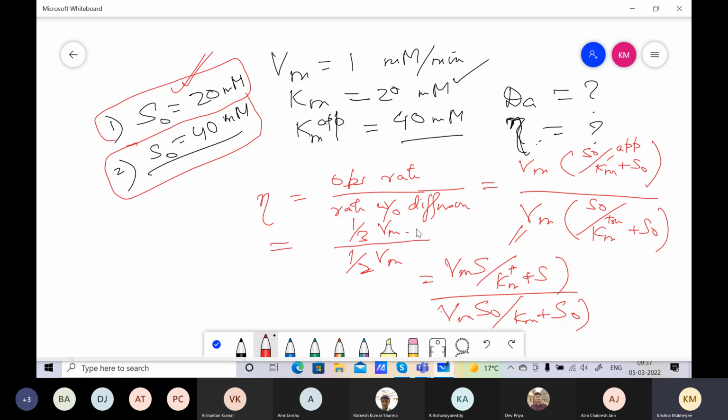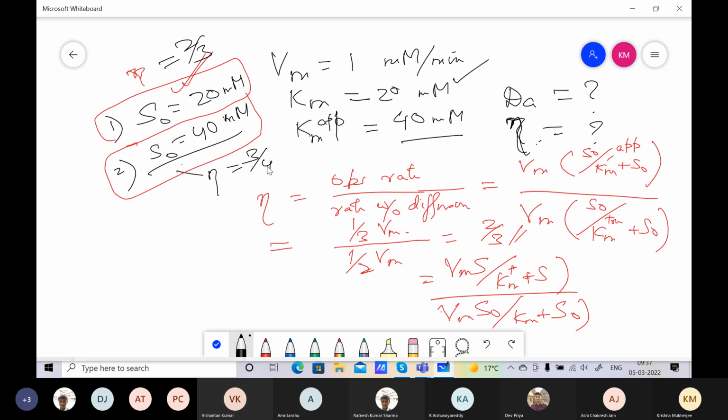20 by 40 plus 20. You are right. Absolutely right. So what is the efficiency? 2 by 3, na? 2 by 3. Achha. So the efficiency in this case is efficiency is equal to... What happened? What will it be in the next one? So efficiency is 2 by 3, and here the efficiency is 3 by 4.